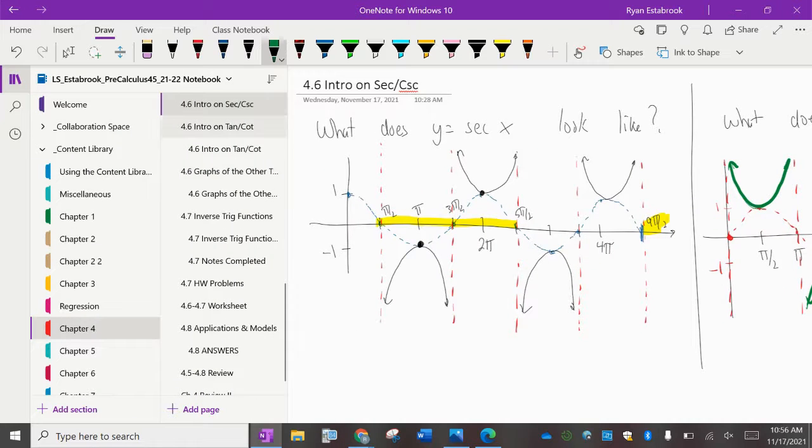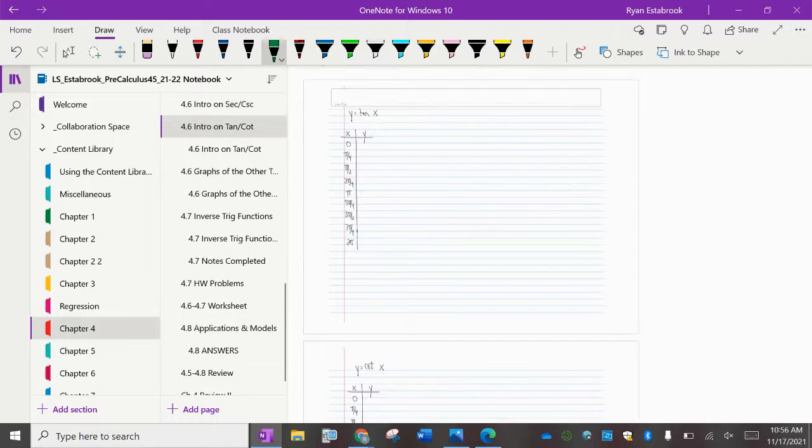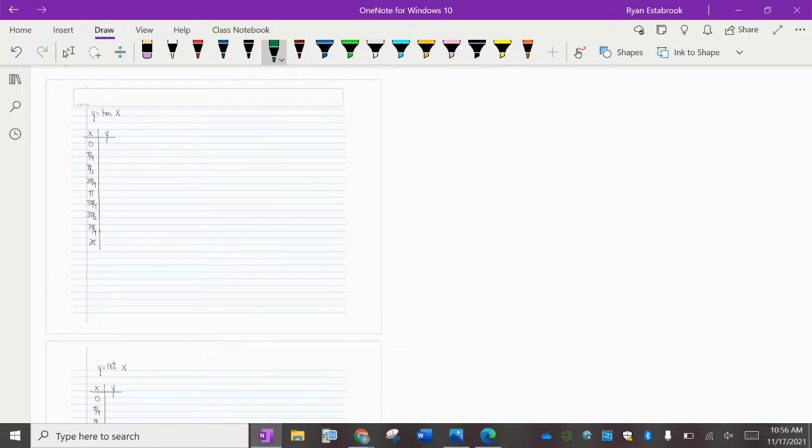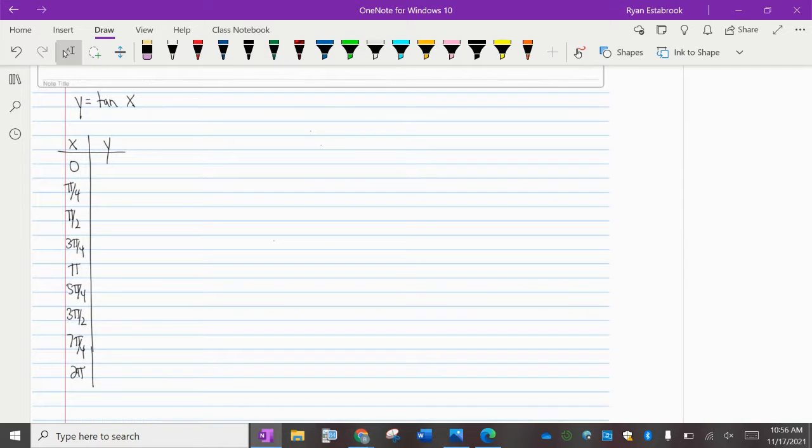The other 2 trig functions are tangent and cotangent. Sine and cosine have their reciprocals, so we can use those to help us with the secant and cosecant. Tangent and cotangent are a little different. To get the tangent curve, we're actually going to go to a table of values. So this is the next page I have in the notes. We want to graph y equals the tangent of x by using the table to begin with.